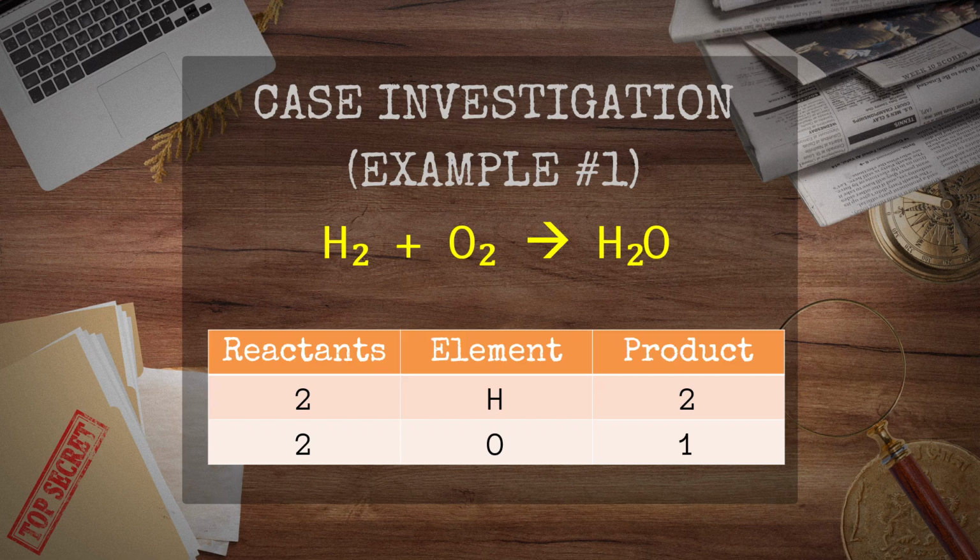Reactants: hydrogen 2, oxygen 2. Products: hydrogen 2, oxygen 1. We have a problem. Oxygen is missing on the product side.